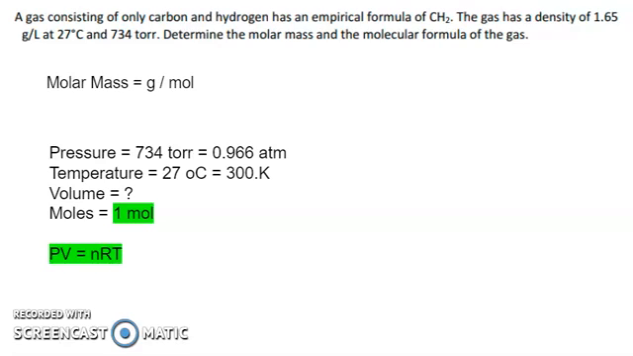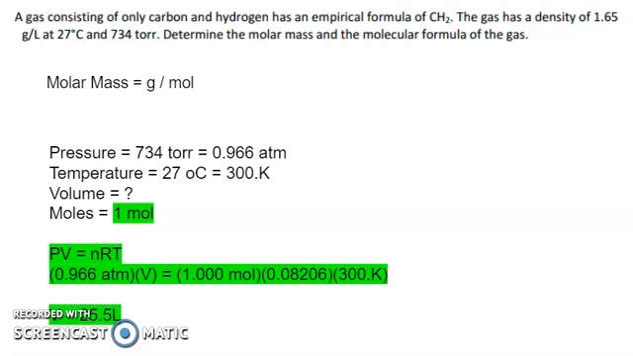Here we've converted all of our units into what we need as far as atm and Kelvin. Let's plug our information into PV equals nRT. And I find that our volume of 1 mole of gas is 25.5 liters. Now here's again what we know so far. I had to assume that we had 1 mole. So now I have an actual amount for moles, and I have a volume of that gas, still no grams.